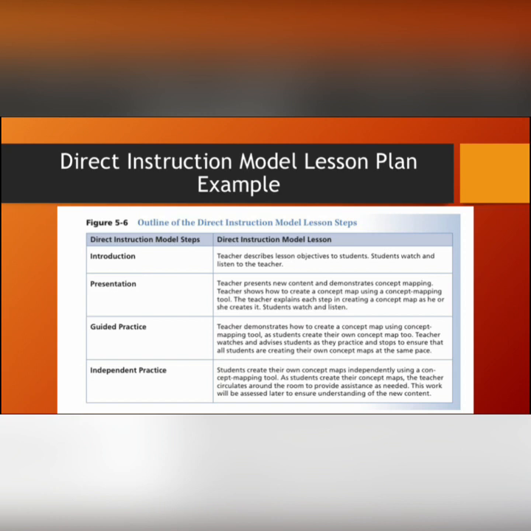The third, guided practice. The teacher demonstrates how to create a concept map using the concept mapping tool. Students create their own concept map too. The teacher watches and advises students as they practice and stops to ensure that all students are creating their own concept maps at the same pace.